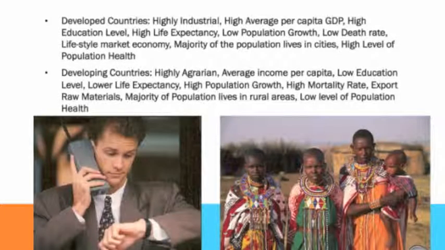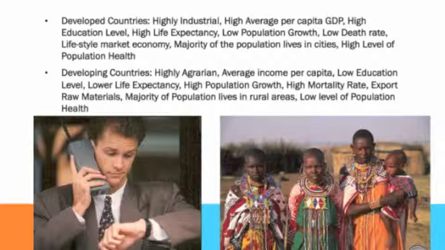Some characteristics of developed countries are highly industrial, a high average per capita GDP, a high education level, a high life expectancy, low population growth, a low death rate, a free market economy, the majority of the population living in cities, and usually a high level of population health. You can see the developed countries on the left picture.